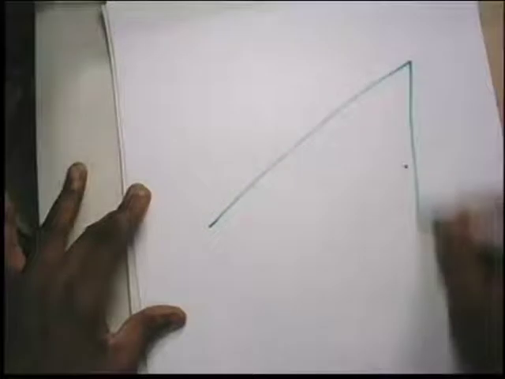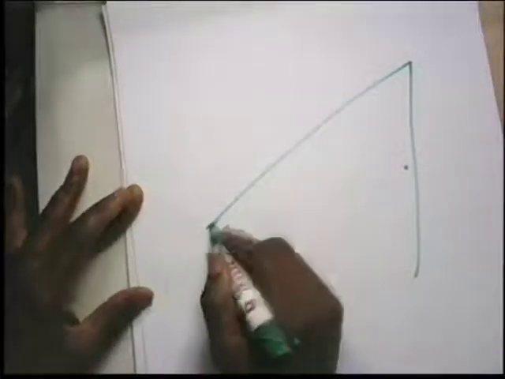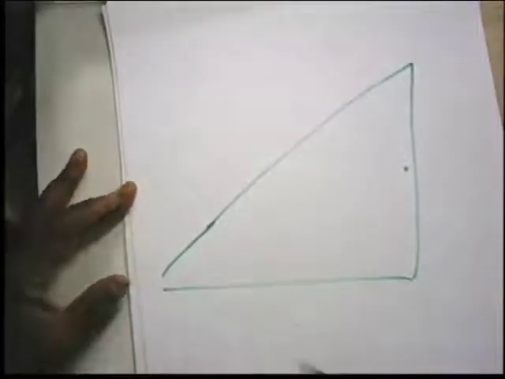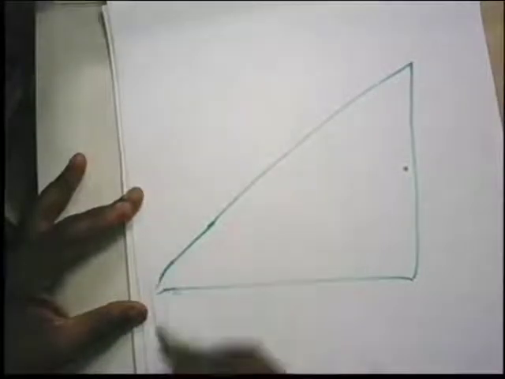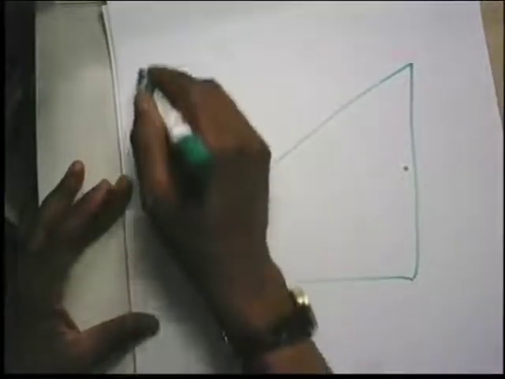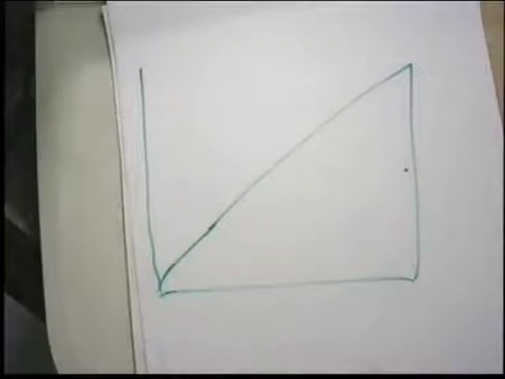Can I quickly get another one for you? Let me see another one. Okay, I got another one here I want to give you. It's a right angle triangle. This is it. Right angle triangle. Let me now make it like this.